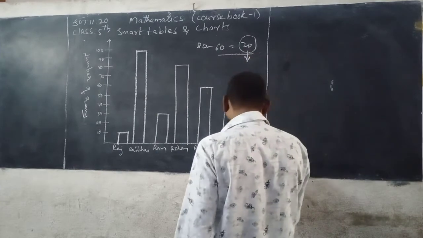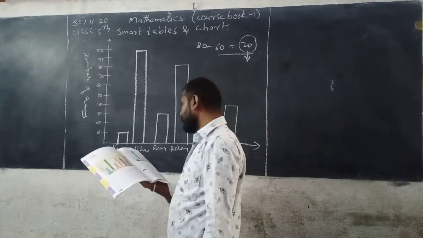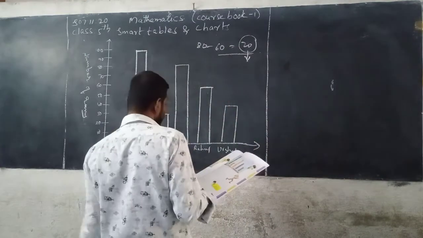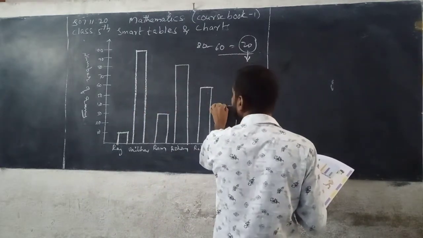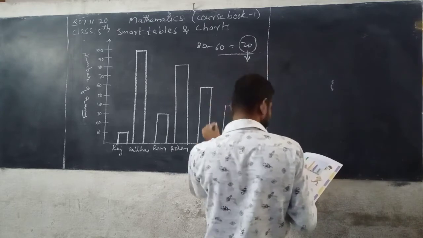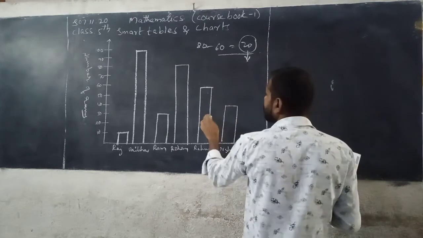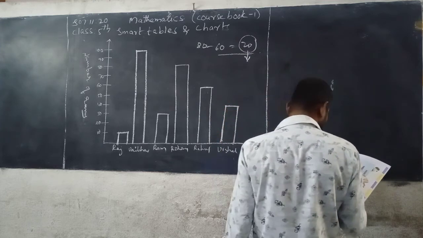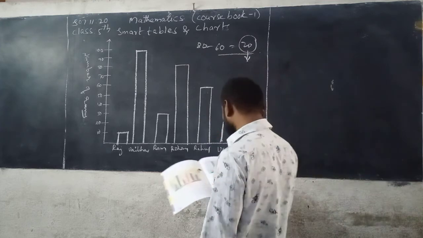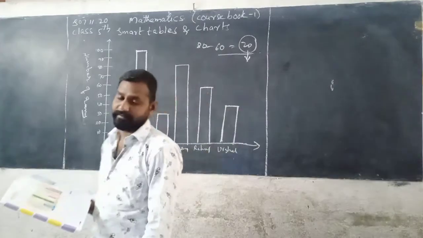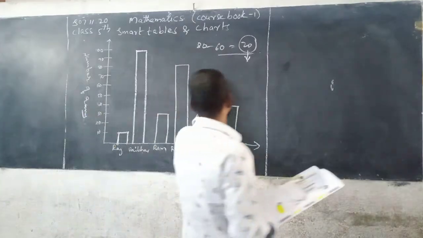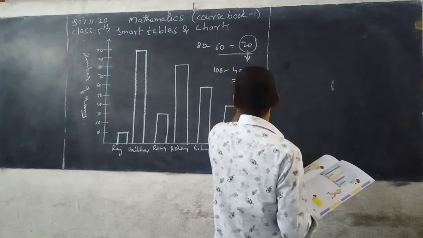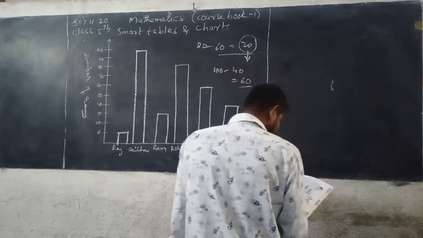Now next, the fourth one. How many runs did Vaibhav score more than Vishal? Vaibhav scored 100. Vishal scored 40. See, 100 minus 40, you get 60. So Vaibhav scored 60 runs more than Vishal.